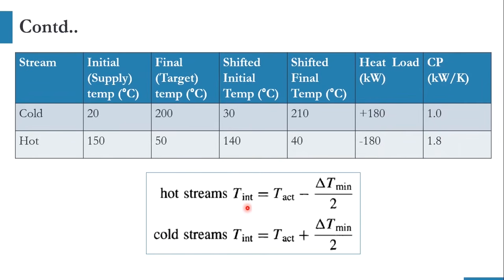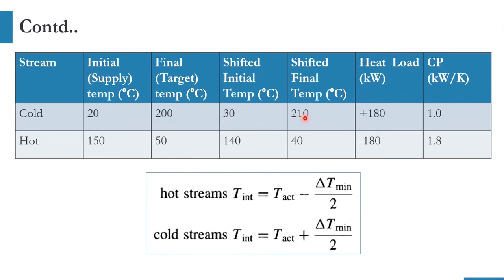Now, the hot stream interval is calculated as the actual temperature minus delta T minimum over 2. If your delta T minimum is 20 degrees centigrade, then 20 over 2 is 10. So 150 degrees centigrade is your actual temperature, and we are taking delta T minimum as 20 degrees centigrade. So 20 over 2 means 10. 150 minus 10 will be 140. Similarly, 50 minus 10 will be 40. And you have to do the opposite for the cold stream, that is, you have to add it. So 20 plus 10 is 30, 200 plus 10 is 210. So this is the first table.